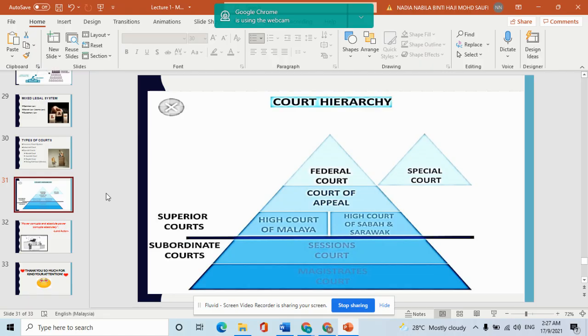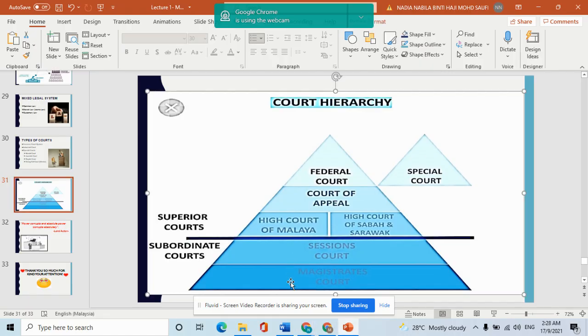Next, the common court hierarchy. We will start our discussion from the bottom. For the common court hierarchy, there are two divisions. We have the subordinate court, Mahkamah Rendah, which you often hear, and we also have the superior courts, Mahkamah Tinggi.